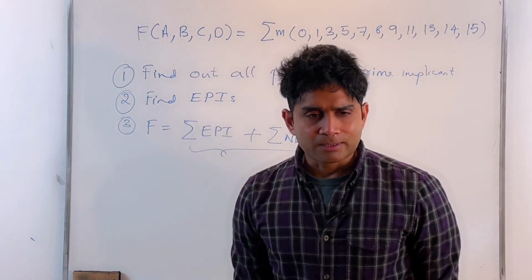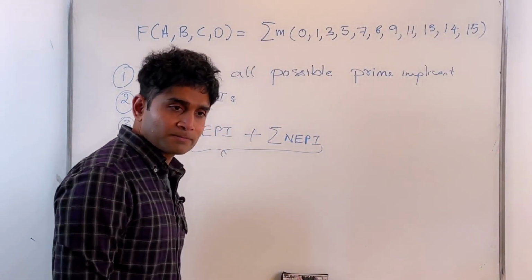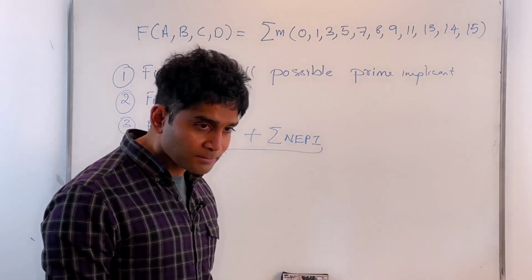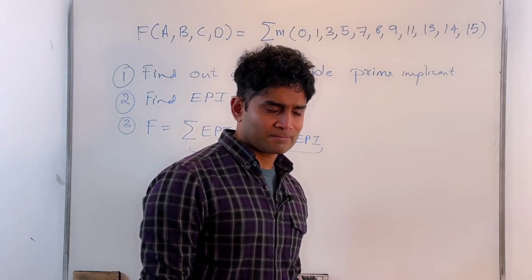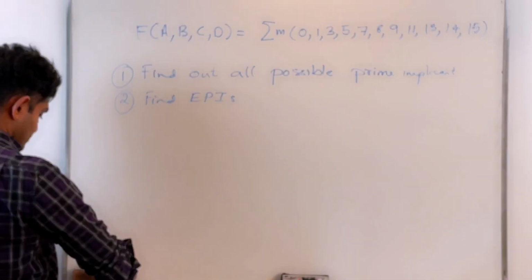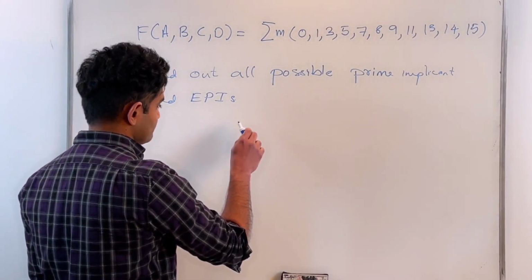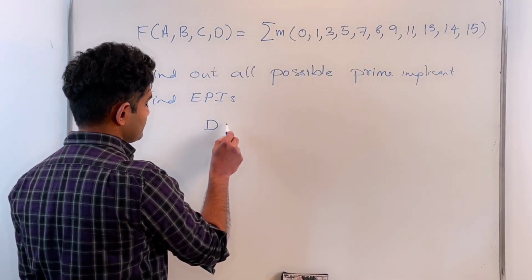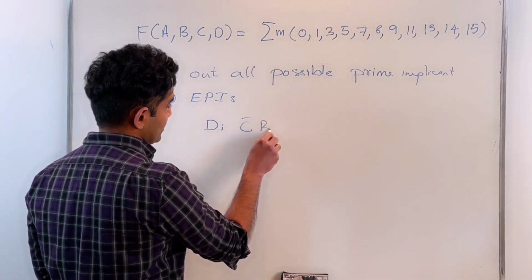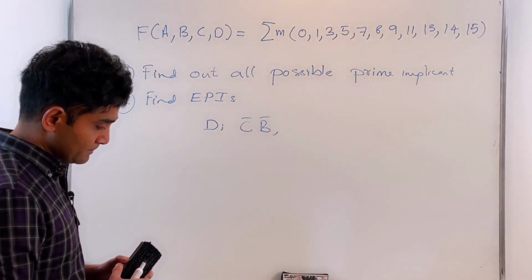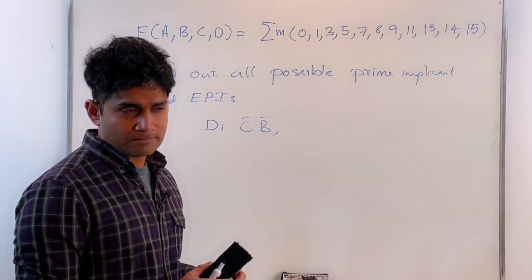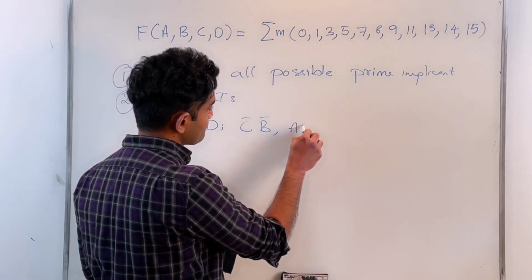All right, so let's see. Brandon, what do you think? Brandon, are you here? I had just D. Okay. One of them. All right. And then C naught, B naught. So these are your prime implicants, right? Okay. That's it. And then A, B, C. Okay.